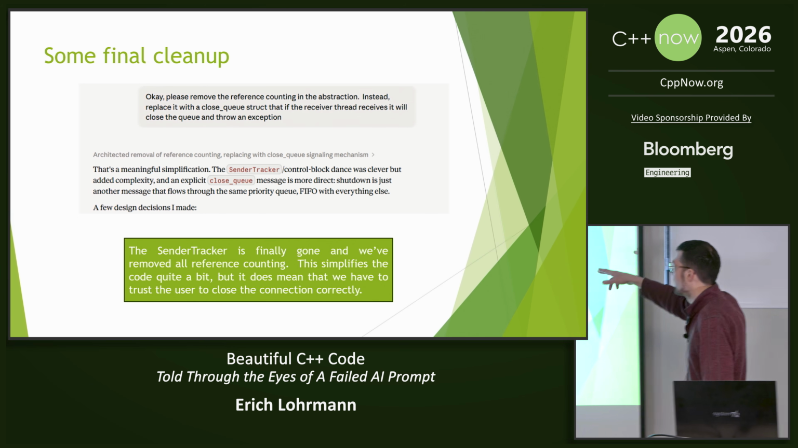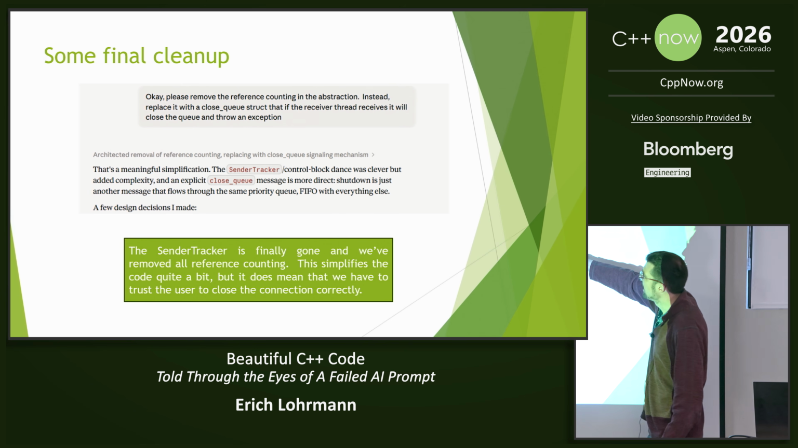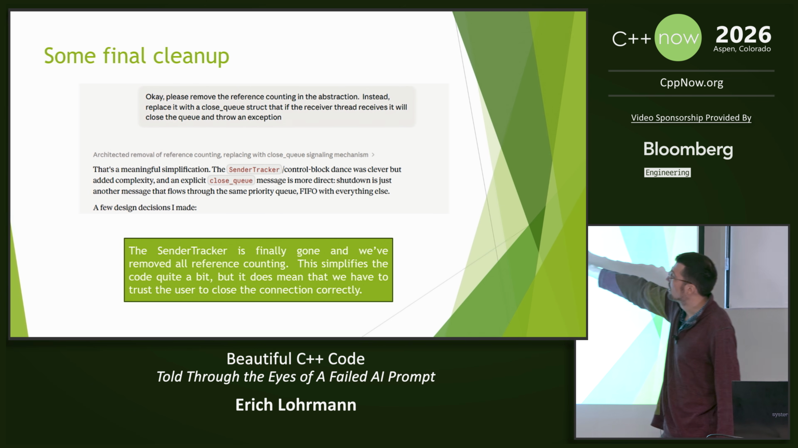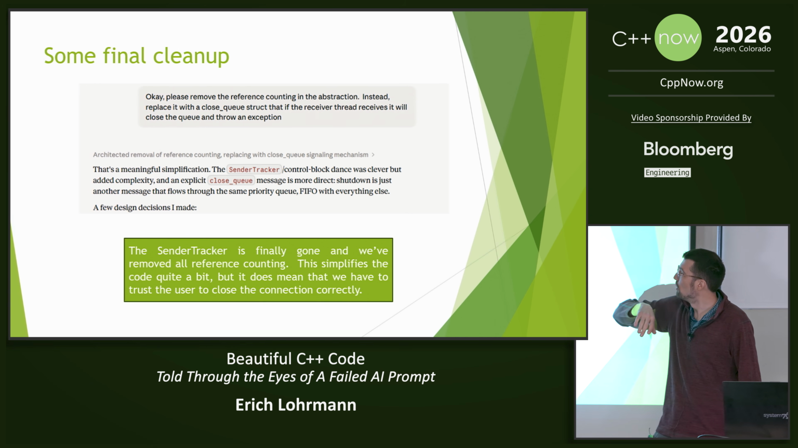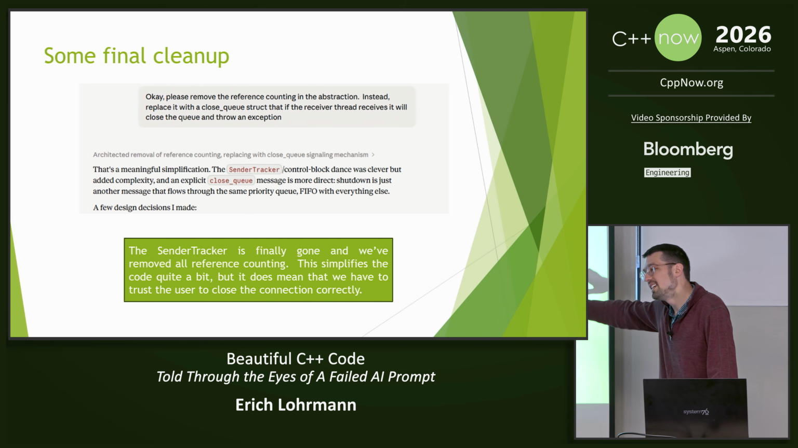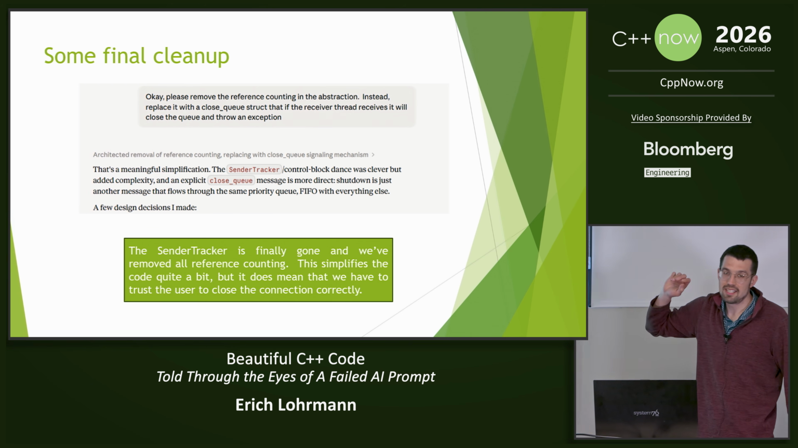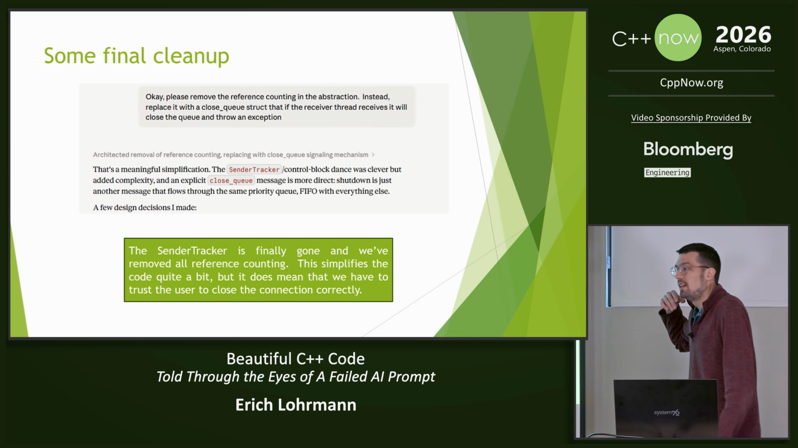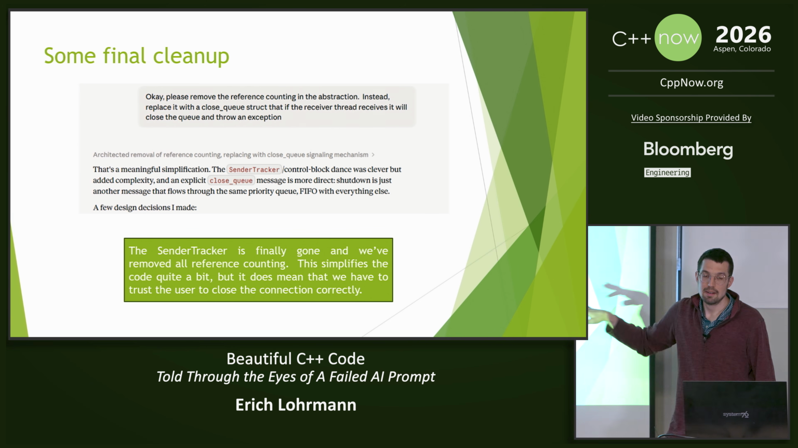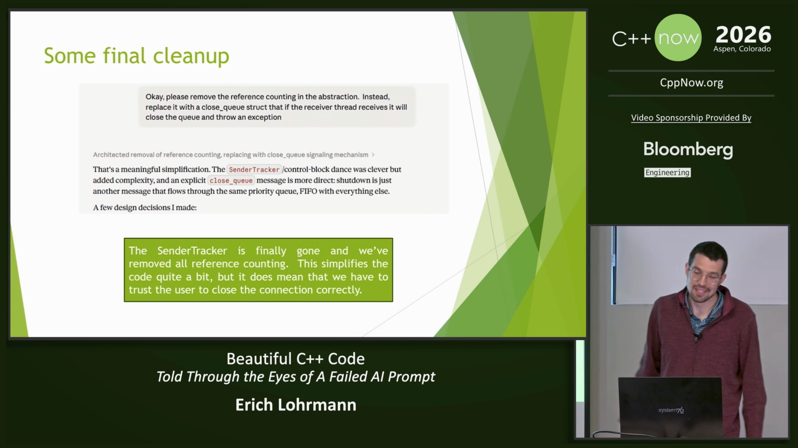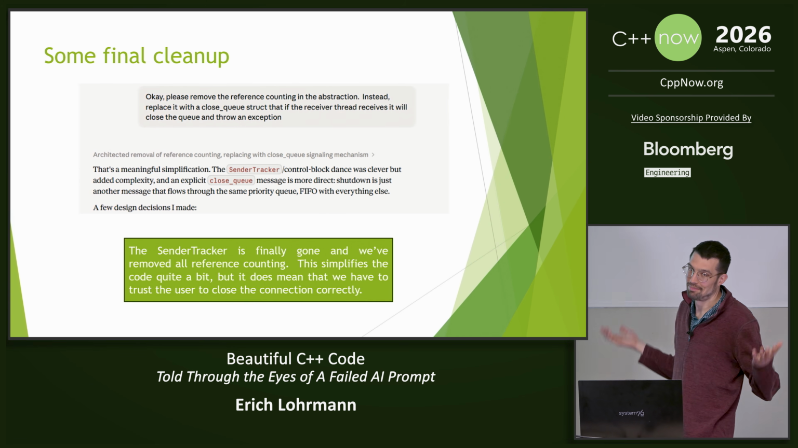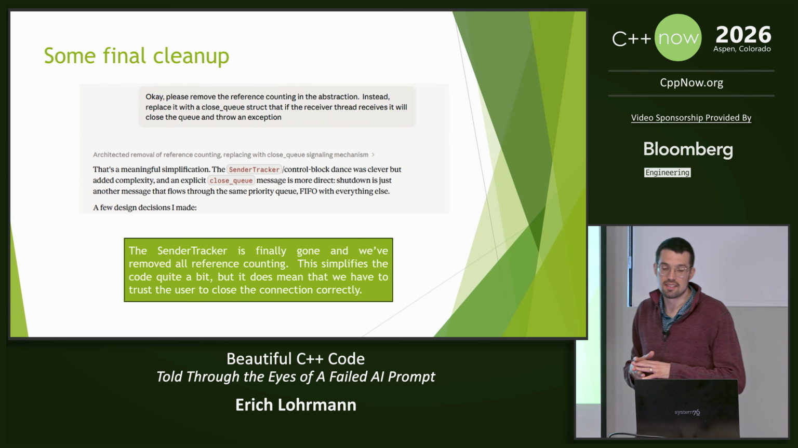And then here's this thing. Okay, let's remove the reference counting in the abstraction. I don't like it. It's complicated. Replace it with a closed queue struct that, if the receiver thread receives it, will close the queue and throw an exception. It complained about this change. It was like, listen, you're relying on the user to do it right. It's more direct and it's simpler, but someone can mess it up. And my response to that is, yeah, this is going to happen when you shut down. For my system, this is simpler.